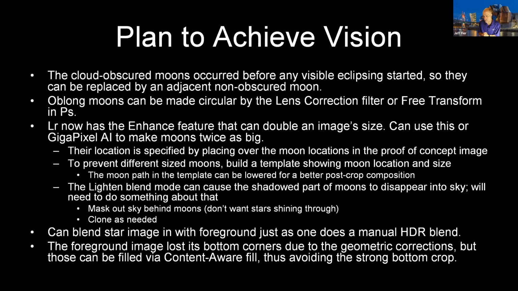Okay. As a result of doing that, the moons are going to be moving. So I'm going to have to move the moons to the correct place in the sky where they need to be. And to do that, well, that's pretty easy. I already have my proof of concept image. So I can use that as a layer in my image and just turn it off most of the time.